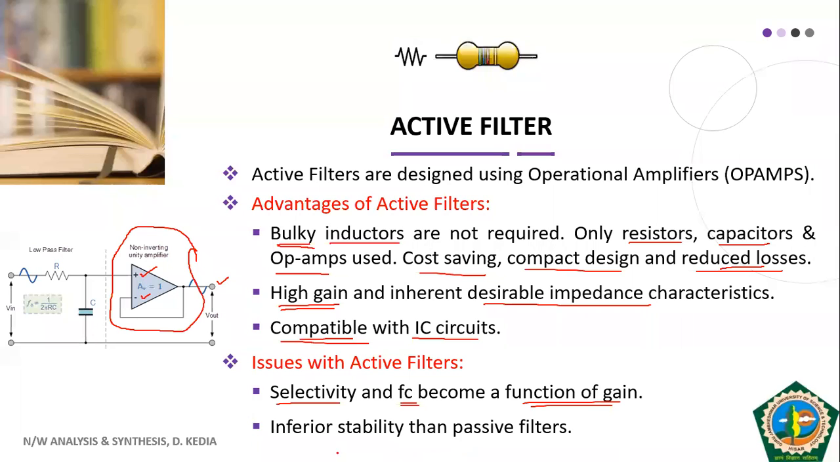Okay. Another thing is, your active filters are not very stable. So there is a tendency with the active filters getting unstable because of the large amount of gain your operational amplifier provides. So these two issues we must look into, and we must also be aware of while working with your active filters. Next.